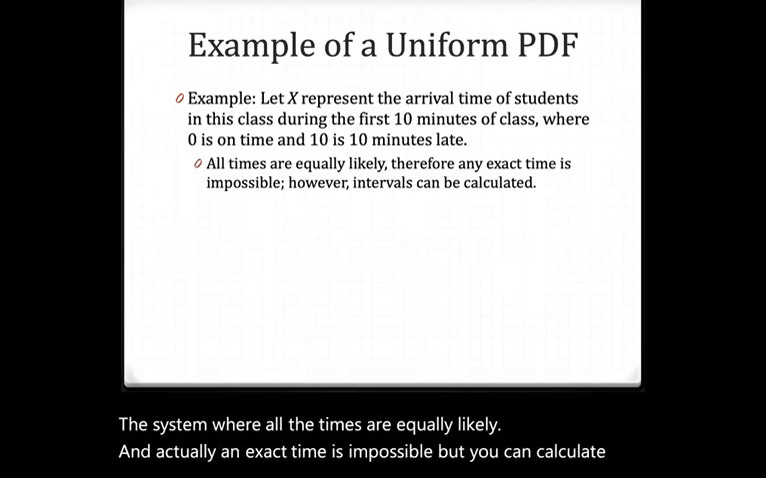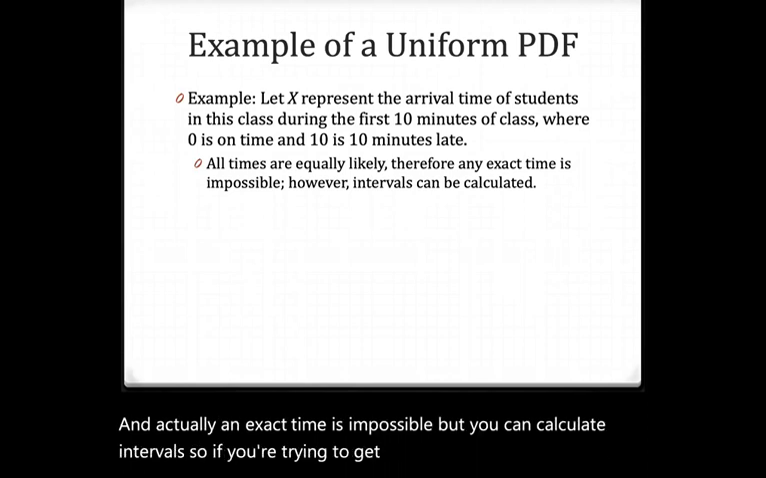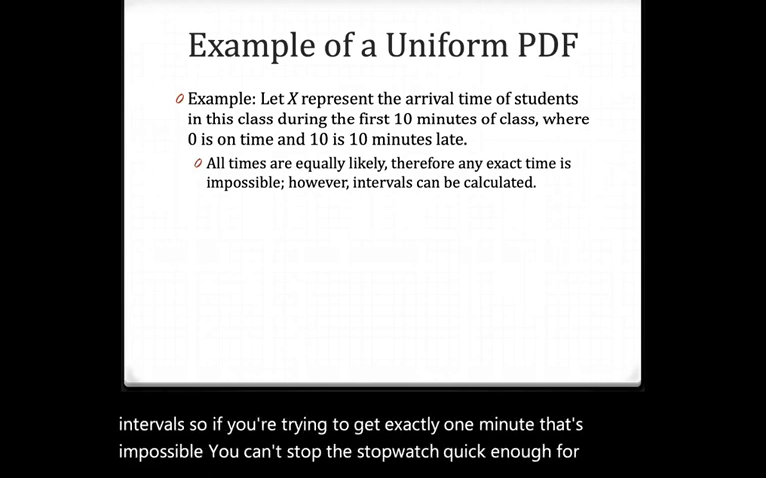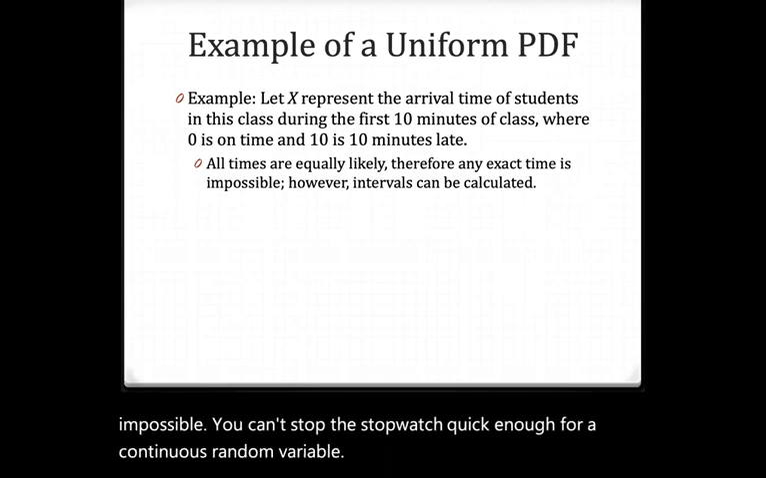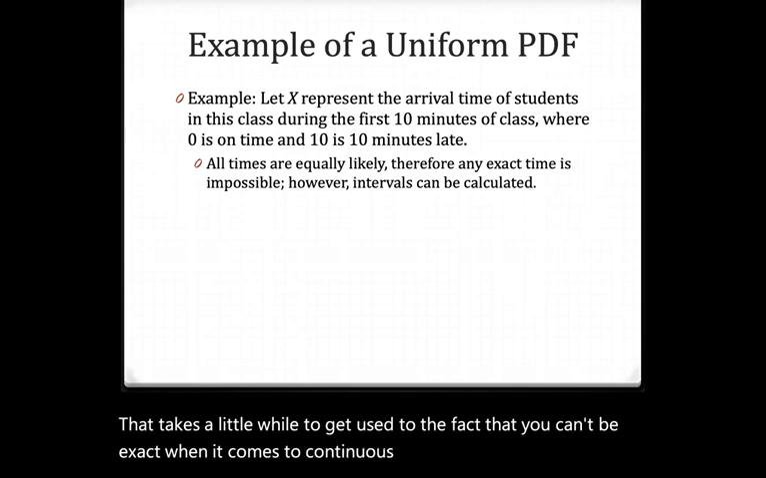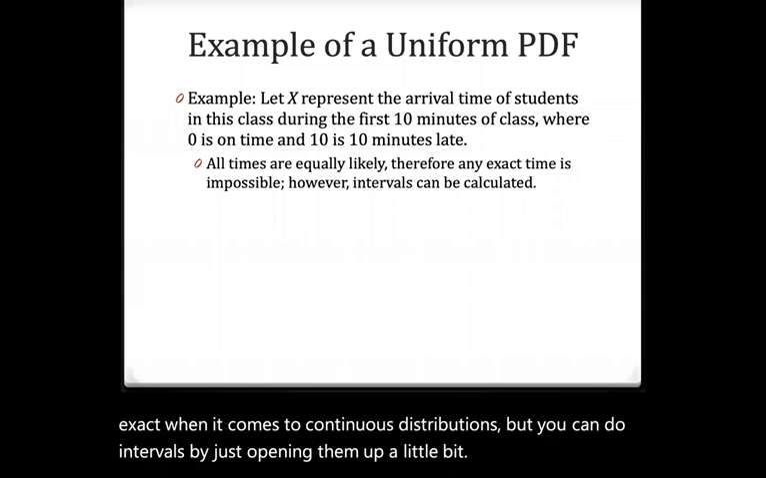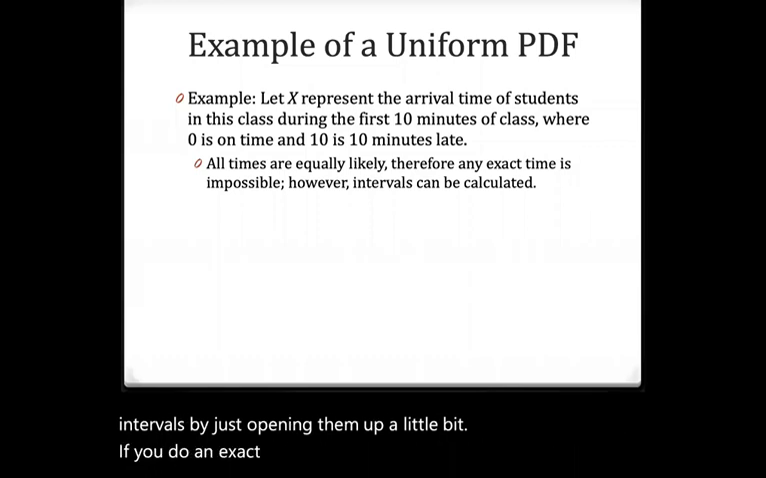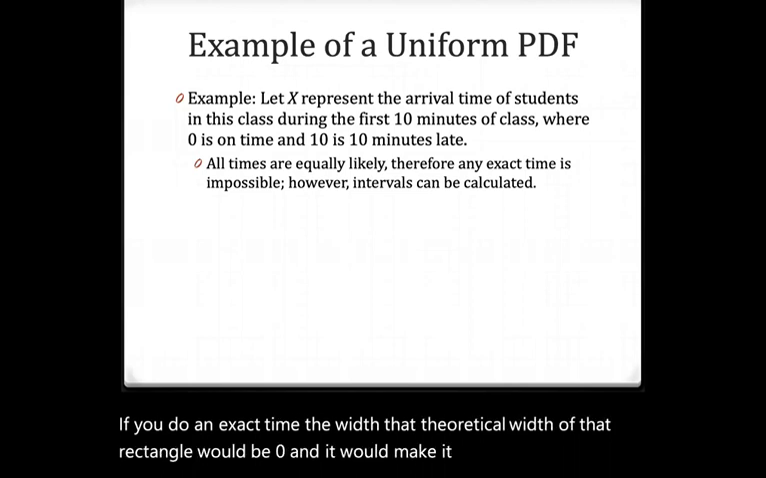So if you're trying to get exactly 1 minute, that's impossible. You can't stop the stopwatch quick enough for a continuous random variable. So that takes a little while to get used to, the fact that you can't be exact when it comes to continuous distributions, but you can do intervals by just opening them up a little bit. If you do an exact time, the theoretical width of that rectangle would be 0, and it would make it non-existent. So that's why also we need intervals.